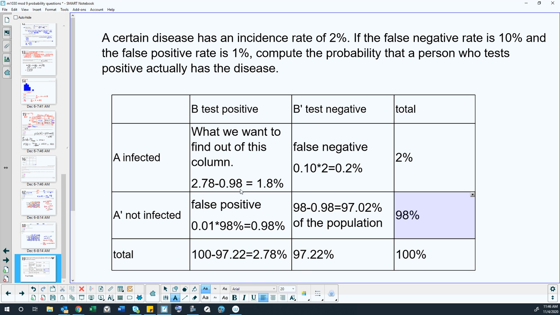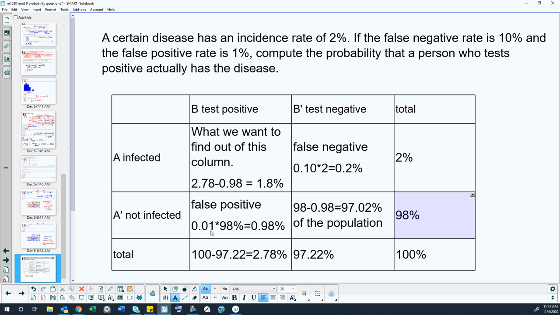Now, I did show my work over here doing this a different way using this column instead of this row, but that's interesting because I got the same answer either way. Okay, the next thing we know is that the false positive rate is 1%. So that would be right here, where someone is not infected, but they test positive. That's called a false positive. So that would be 1% or 0.01 times the 98% of the population that does not have the disease.